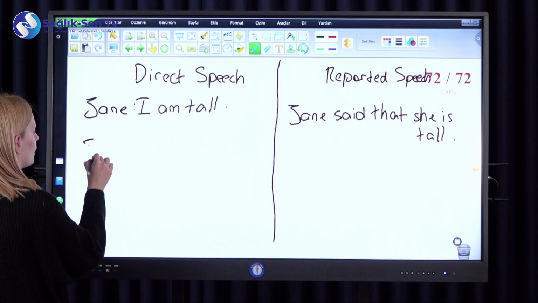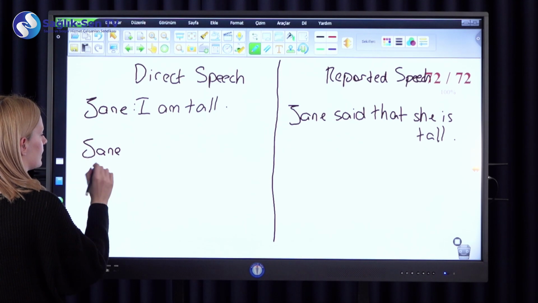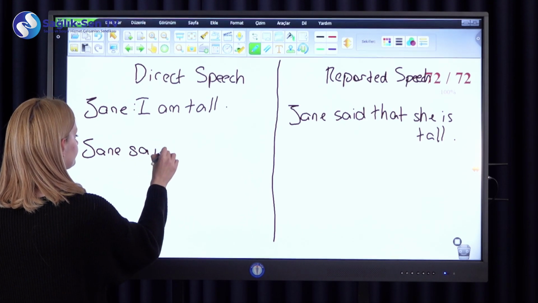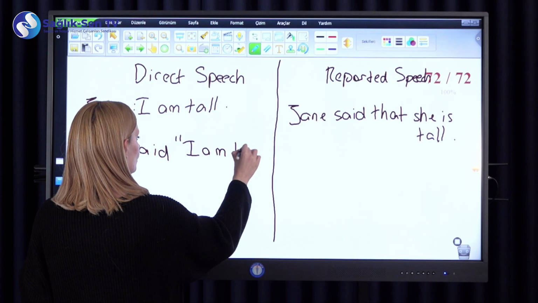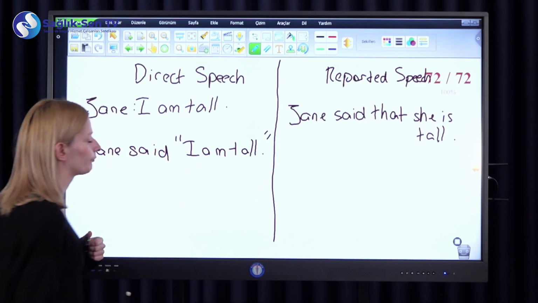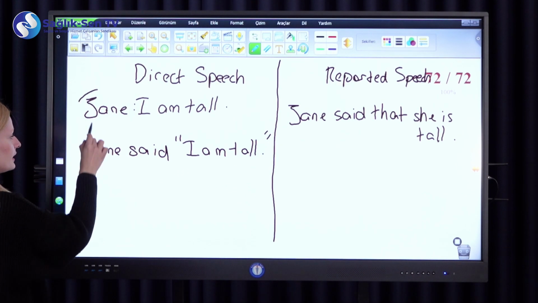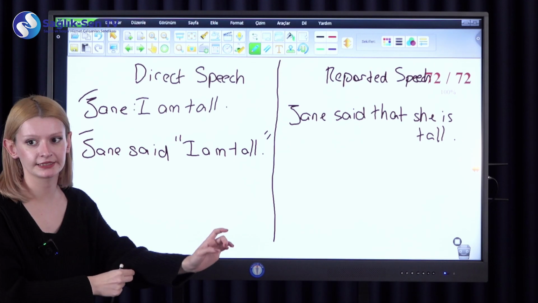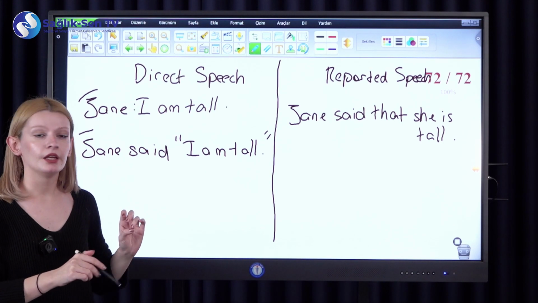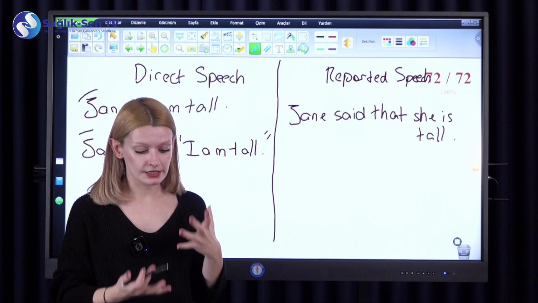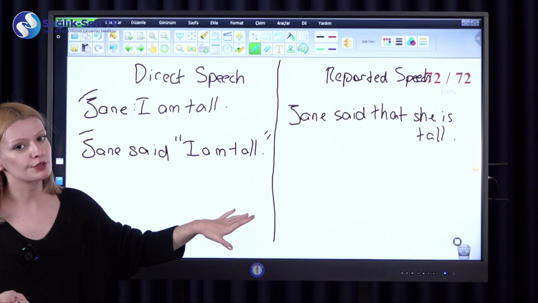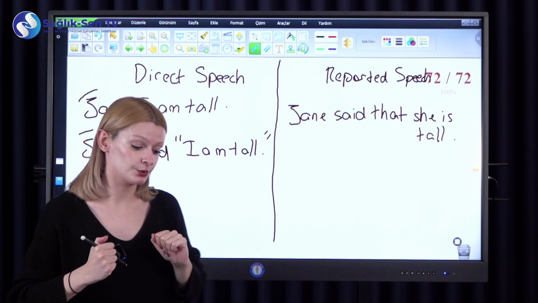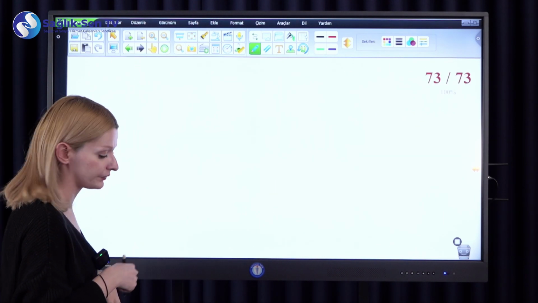I can also show this sentence like Jane said, "I am tall." Both of these sentences are direct speech, and we will be studying how to transform direct speech to reported speech or reported speech to direct speech.